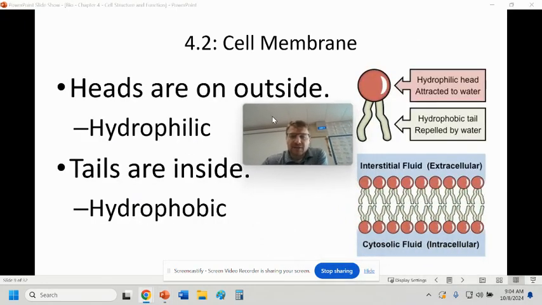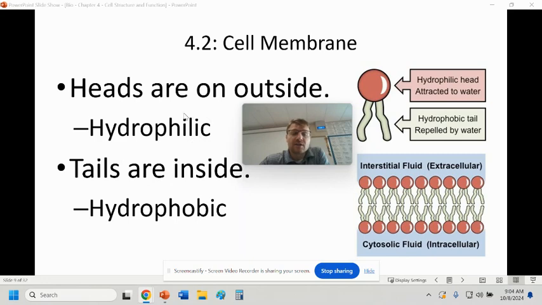Now, we've talked about these phospholipids a little bit in the past, but let's go over them a little bit more here. The heads are on the outside, the tails are on the inside, and the heads are going to be hydrophilic. If you remember the word hydrophobic, that was what we told you were the lipids. Now, the tails are hydrophobic, which means they fear water or they push against water. They don't like water. And the heads here are going to be the opposite. They're going to be hydrophilic. Philic means that they like.